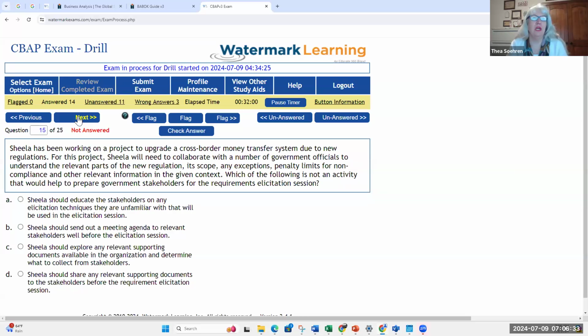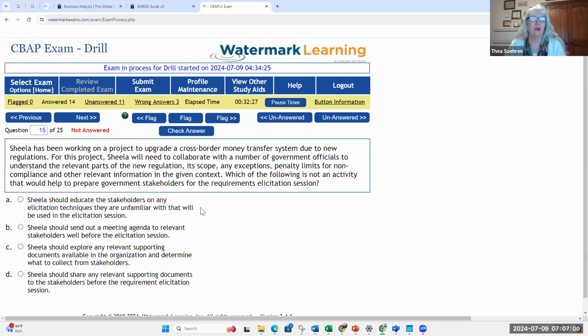Sheila has been working on a project to upgrade a cross-border money transfer system due to new regulations. For this project, Sheila will need to collaborate with a number of government officials to understand the relevant parts of the new regulation, its scope, any exceptions, penalty limits for noncompliance, and other relevant information in the given context. Which of the following is not an activity that would help to prepare government stakeholders for the requirements elicitation session?